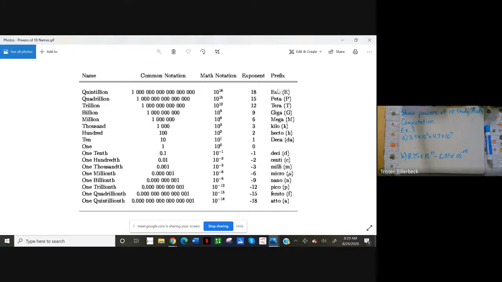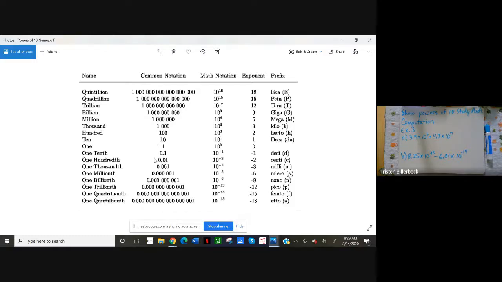Okay, and then these are some of the prefixes that you might see. Mega is pretty common. Kilo is common. Hecto, deca, you've seen those. Giga, gigabytes, 10 to the 9th. Terabytes, 10 to the 12th.